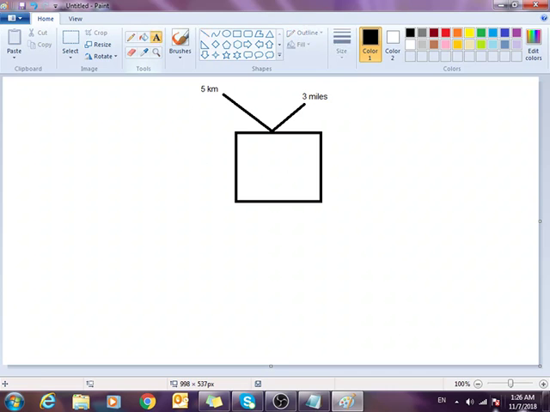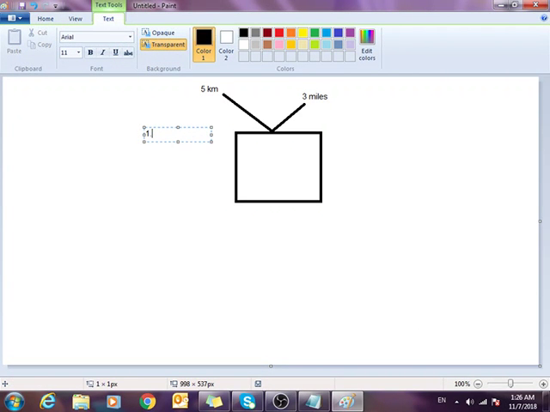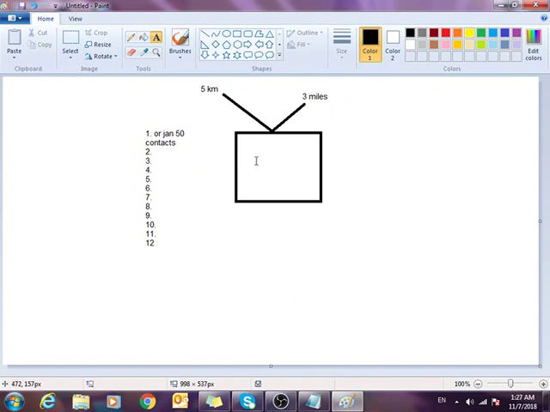Now, we have 12 months, 1, 2, 3, 4, 5, 6, 7, 8, 9, 10, 11, and 12. Good. Now, 50 contacts for January. You now understand, 50 contacts. I need 50 contacts.